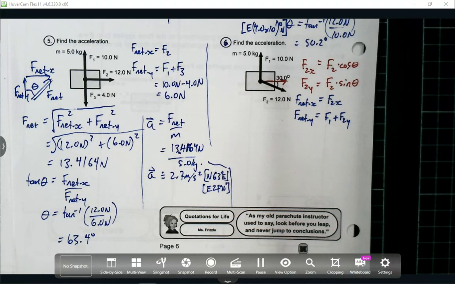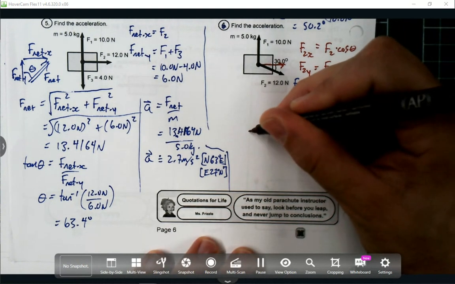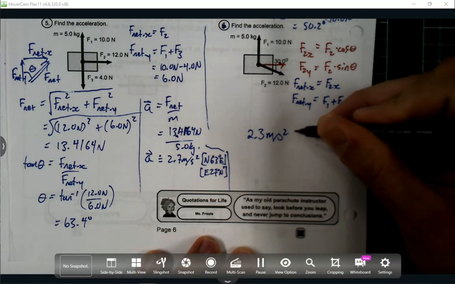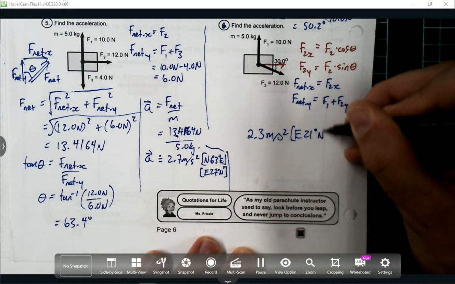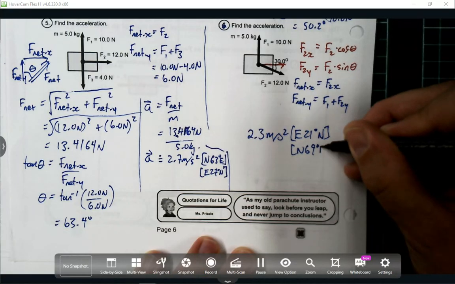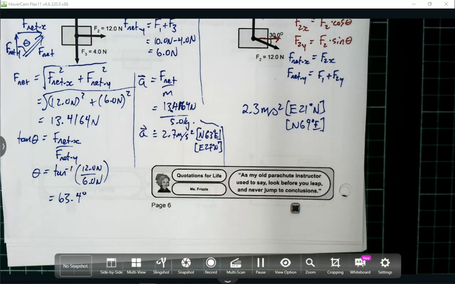So I'm going to leave a few seconds. People that are in the classroom, I'm going to put the answers straight up on the screen. If you're trying to follow along because you're not here today, then you're going to pause the video, see if you can get it, and then check the answer in just a second, okay? So don't cheat yourself. So I'm going to put the answer up in 3, 2, 1. The answer, if we do everything correctly, should be 2.3 meters per second squared. And it'll either be east 21 degrees north or north 69 degrees east, depending on how you construct your right angle triangle. Just make sure that you can get to that stage, okay?